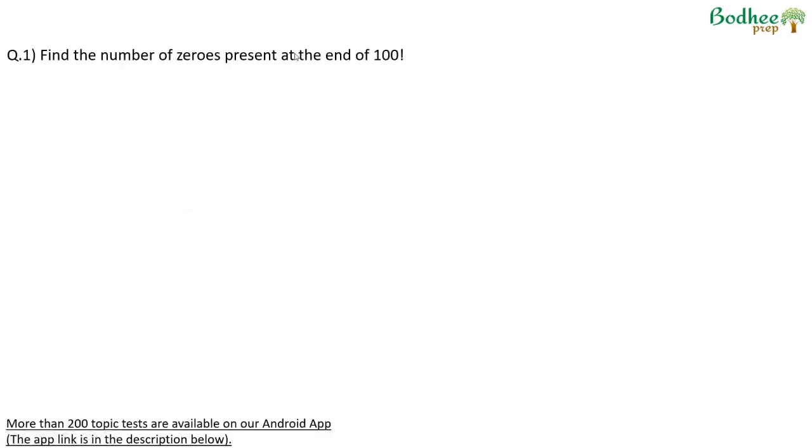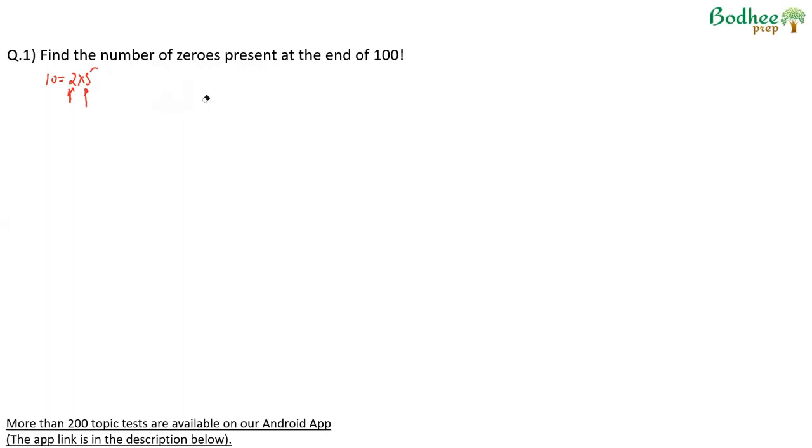Looking at the questions, the first question says the number of zeros present at the end of 100 factorial. Now, this is a very straightforward question. Zeros means the number of times 10 divides 100 factorial, and 10 is 2 into 5. 2 will not be the limiting factor, there will be fewer 5s. So we simply see the highest power of 5 dividing 100 factorial.